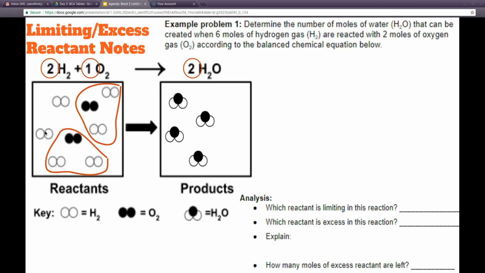But we didn't use everything. So there are these 2 leftover reactants. So 2 molecules of hydrogen left over as well. And so once we get our particle models drawn, we will want to do the analysis. So we need to figure out which reactant is limiting in the reaction. So which one gets completely used up and which one determines how much product is actually made.